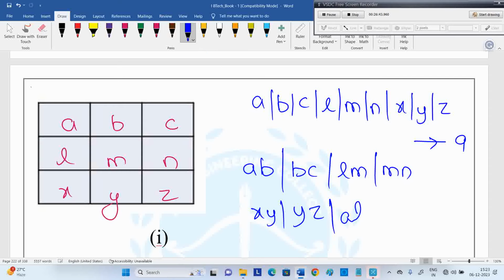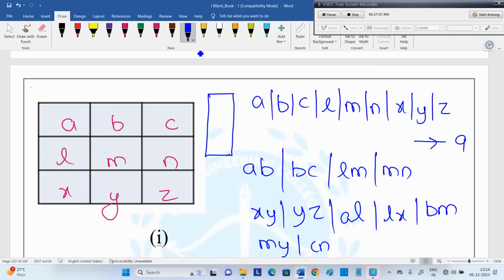AL, super. Vertical, this is also a rectangle shape only, my dear. There is no condition that a rectangle's length must be greater than its breadth. Breadth greater than length or length greater than breadth, it's a rectangle only, no problem. So AL is also a rectangle, LX rectangle, BM rectangle, MY, CN, NZ. How many here? 12.